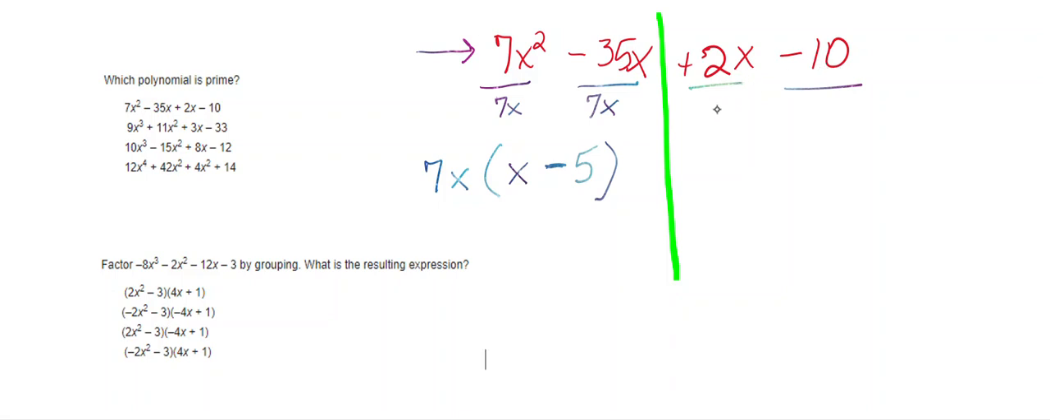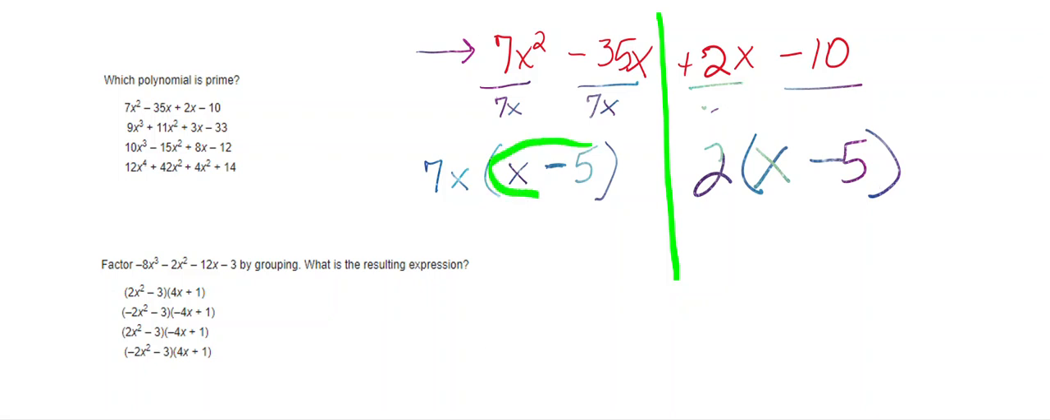Now you want to do the same thing with the other group, 2x minus 10. 2 and 10 are both divisible by 2, but they do not have an x in common. So all we have here is 2, and when we divide 2x by 2, we get x, and when we divide negative 10 by 2, we get negative 5.